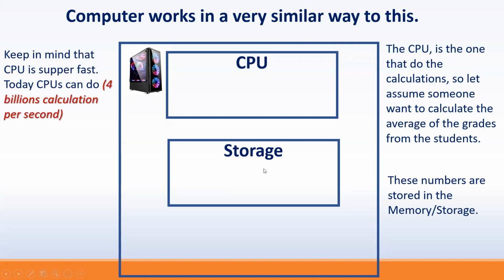What does that mean? The CPU is super fast. Today's CPUs, today's processors, can do 4 billion calculations per second. 4,000 million calculations per second, and even more than this. Imagine how fast they are. What does that mean for the storage? It means the storage should also be very fast, so it can give him the information this fast and take the answer back this fast.